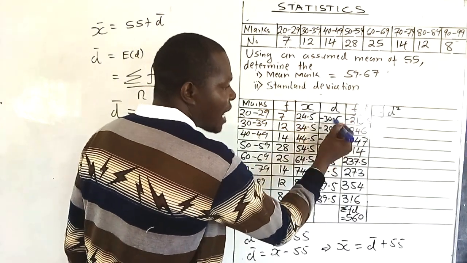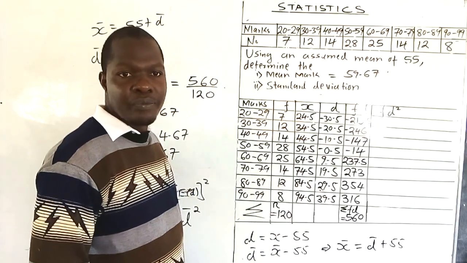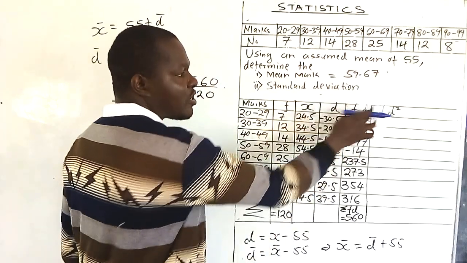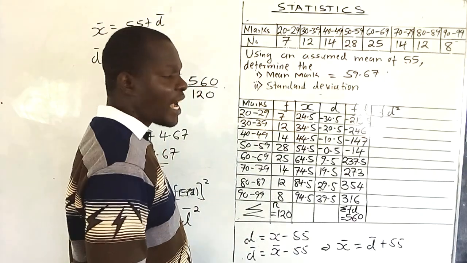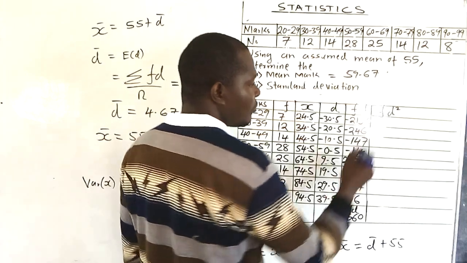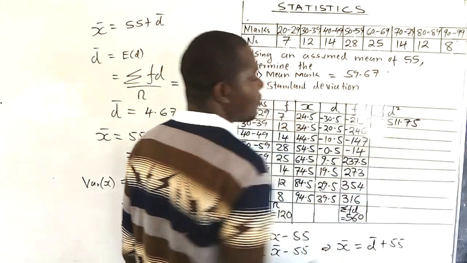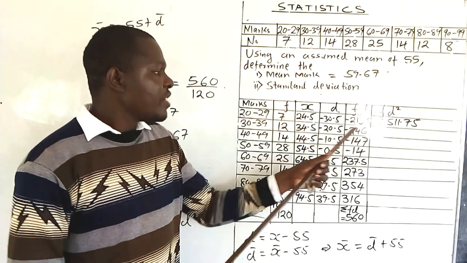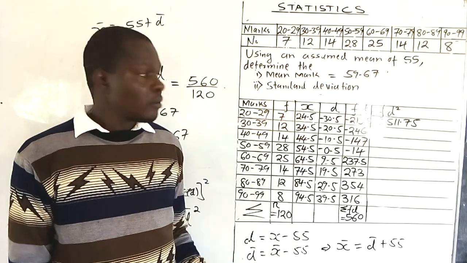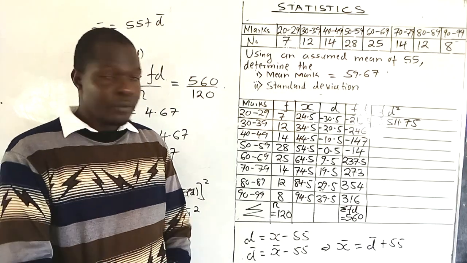So FD times D, negative 30.5 times negative 213.5, to get FD squared. What do you get? Positive 6,511.75. Go to the next one. FD times D to give you FD squared. What do you have?